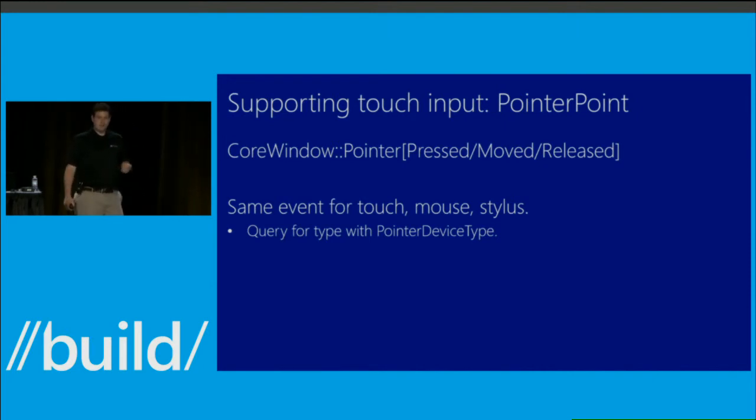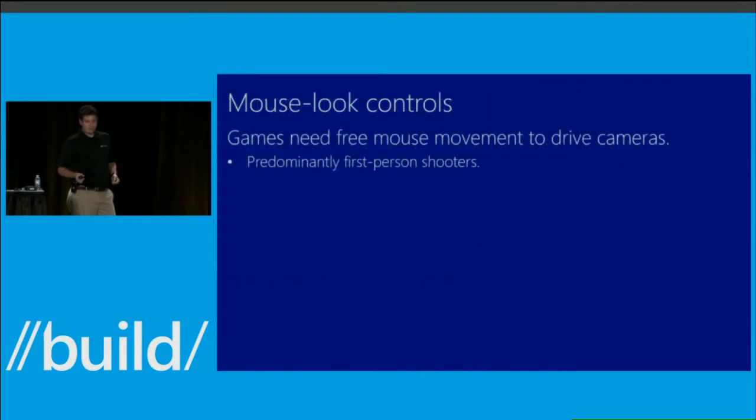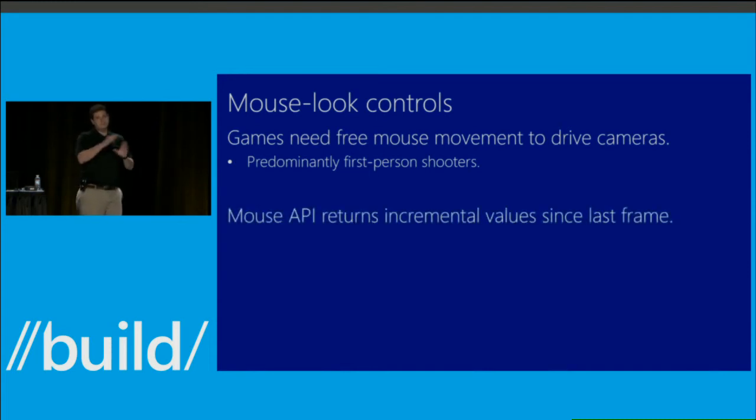Additionally, there are some input device specific types, such as mouse wheel moved and mouse moved events. In particular, the mouse moved event, which applies only to mouse, is particularly useful for implementing first-person camera controls, as you would find in many first-person shooter games. So let's talk about that in a little more detail, specifically mouse look controls. Now, typically you'll need this type of control in a first-person shooter game, but many other games have it in various scenarios as well. And really the key is the mouse moved event, because instead of returning the absolute position of the mouse on the screen, the mouse moved APIs return the relative position from the previous frame on the screen.